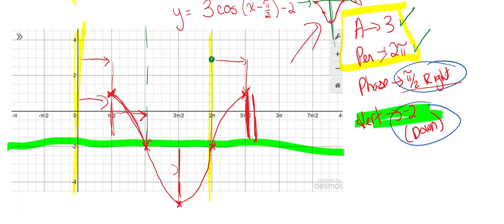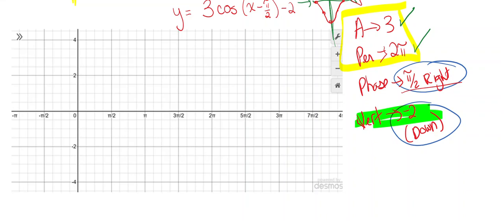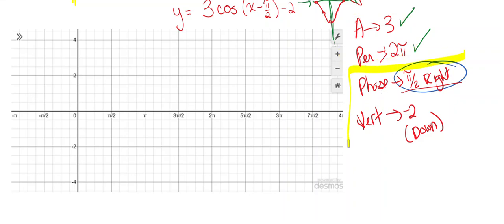So that's one way to do it. I'm going to erase this to show you the other way. The other way actually does completely the opposite. It uses the phase shift and the vertical shift first, then does the amplitude. So phase shift, vertical shift, saying that it's right, pi over 2. So my starting point is pi over 2.